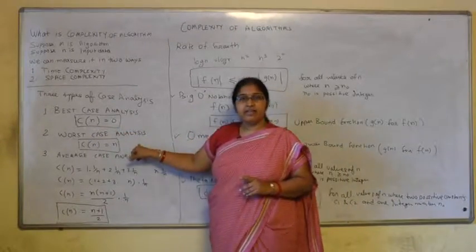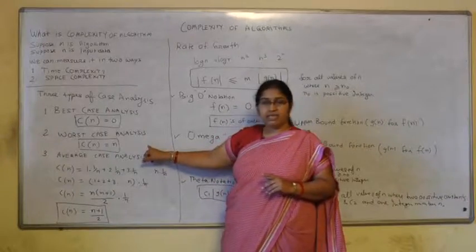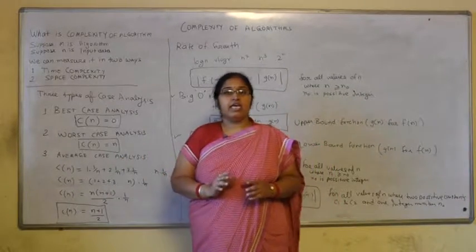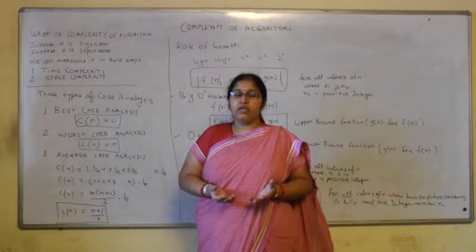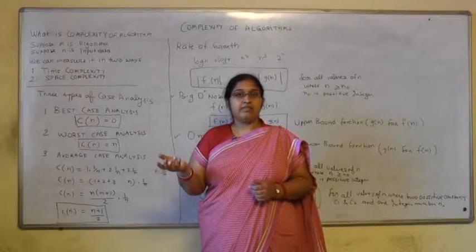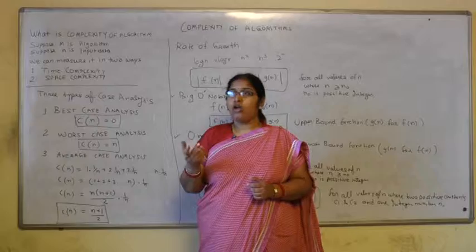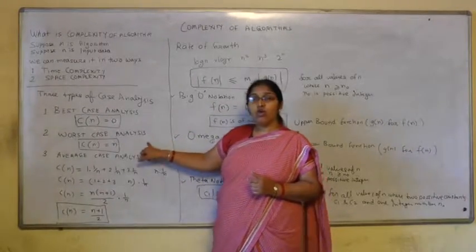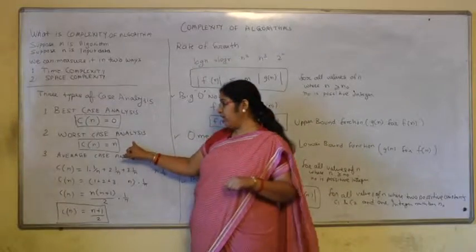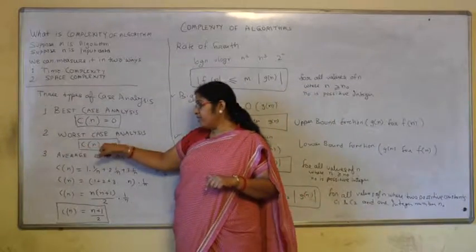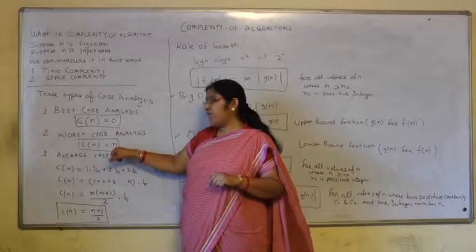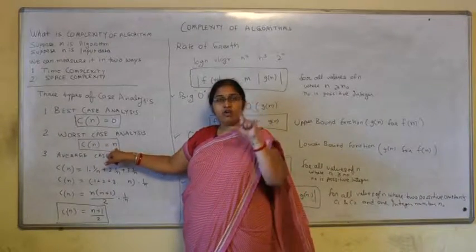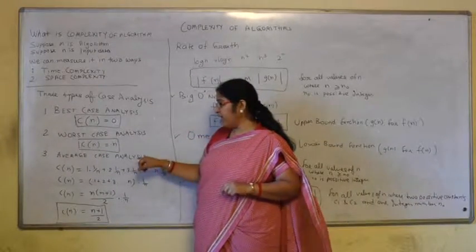Then the second case analysis is worst case analysis. In this type, we have a value which is present at the last element in the array, or it may not be present in the array, then it will go till the last element. That's why the answer of this function will be n. N is the total number of elements in the array.